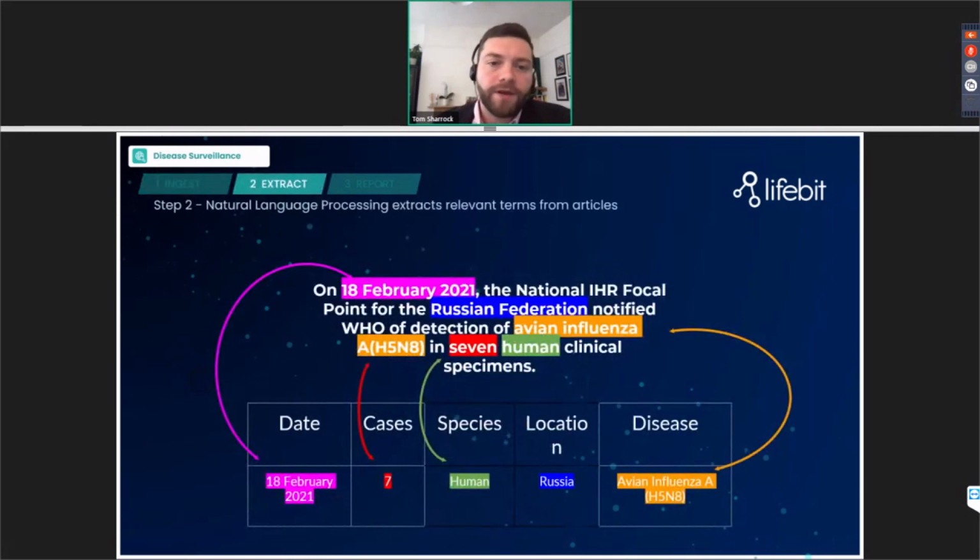The second step is an extract. And what we do here is use natural language processing to turn unstructured data, which you can see here, a mention of avian influenza in Russia, and we turn that into a structured data point by using natural language processing. And we build up these data points within our system so that we have a global view of disease spread and disease prevalence.